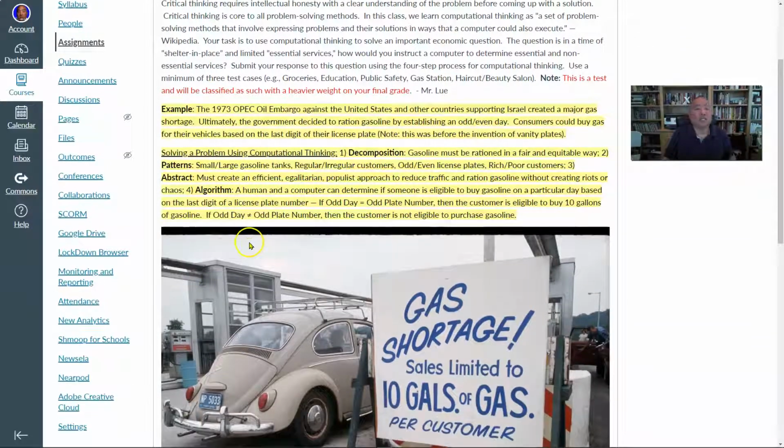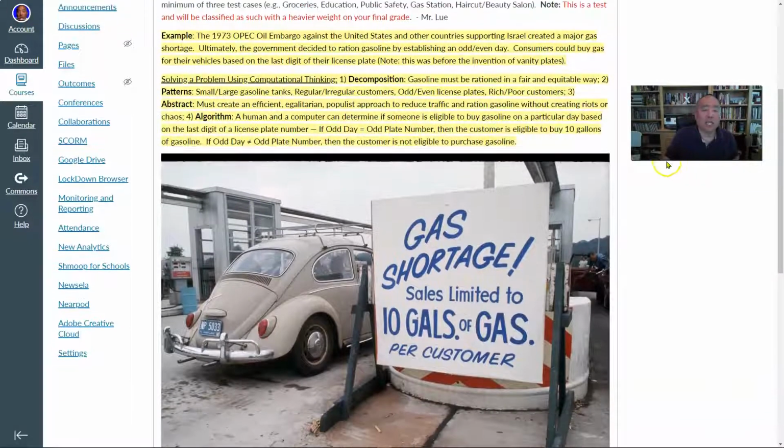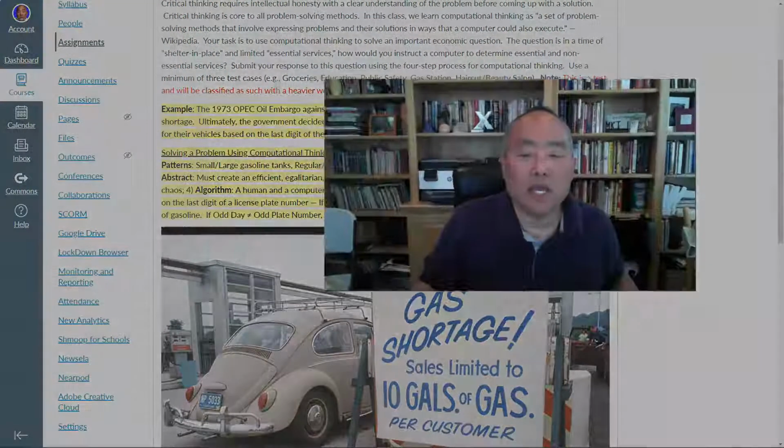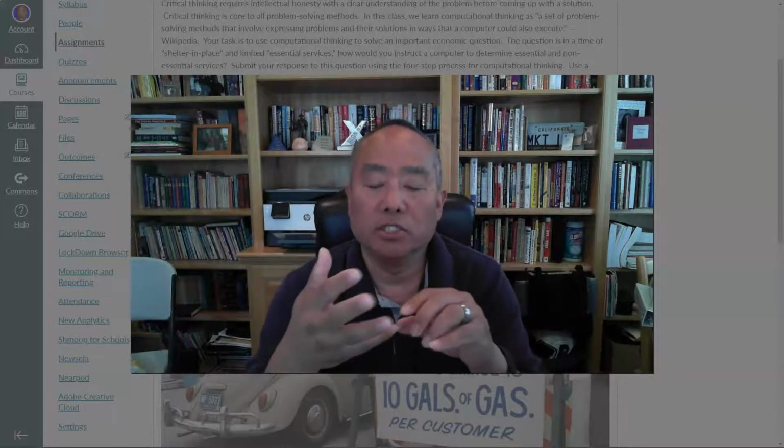Your challenge is to take computational thinking and to try to solve this problem, this question of what is an essential service and what is not an essential service. And so I want you to create one algorithm, but I want you to do a minimum of 3 test cases. So your algorithm is how to decide whether or not a service is essential or not, but I want you to run 3 test cases.